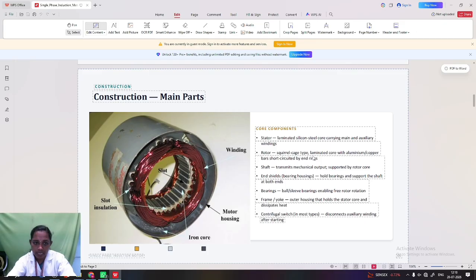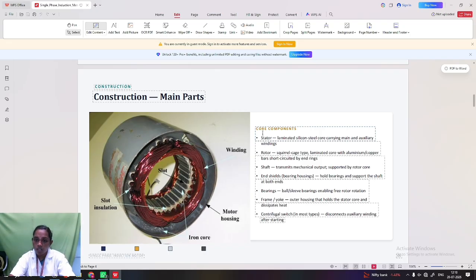Next, we discuss construction. Construction of the single phase induction motor. The major components of a single phase induction motor are stator, rotor, shaft, end shields, bearings, frame or yoke, and centrifugal switch. These are the major components of the single phase induction motor.